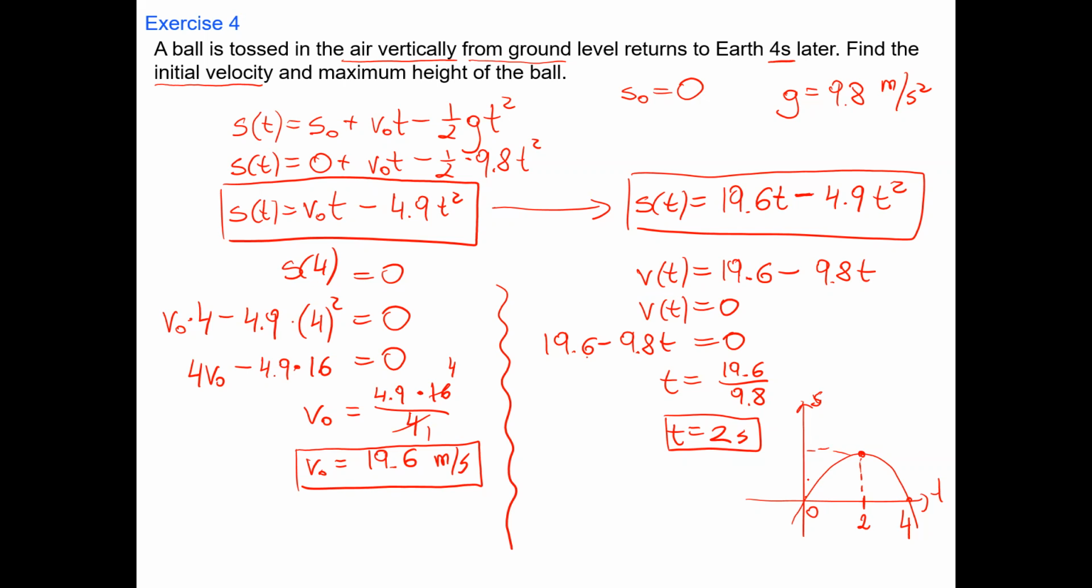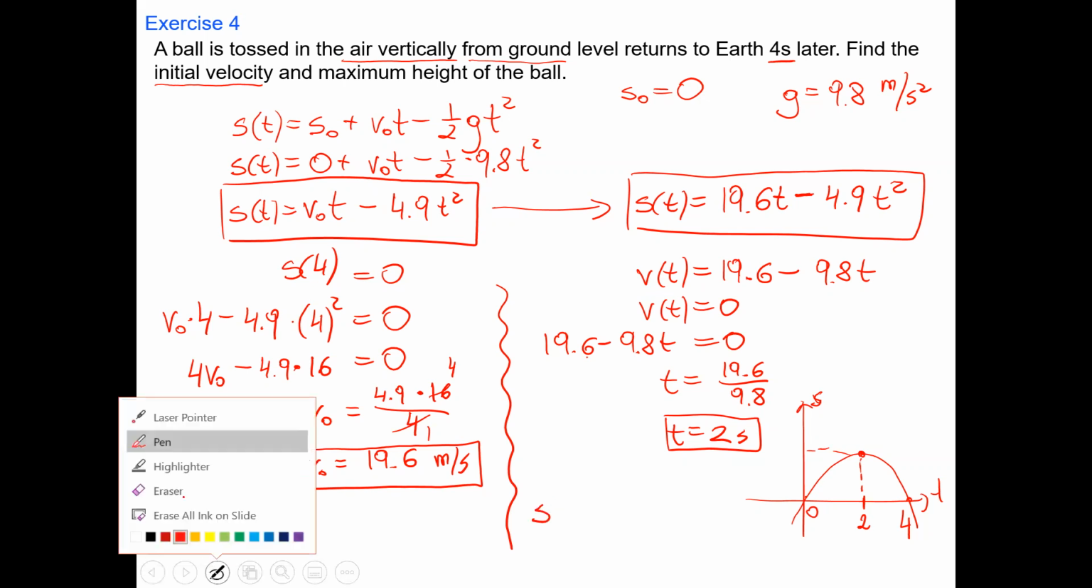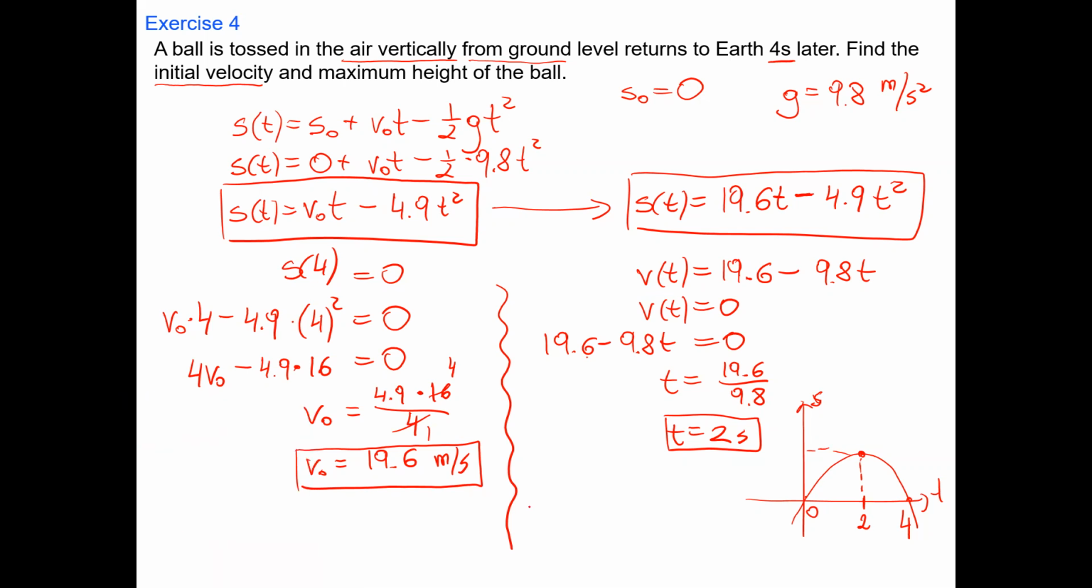But what is this maximum height? We have to take the maximum height time and substitute it into the formula of the function s. And it's actually interesting, when we substitute 2, we will get 19.6, the same as the initial velocity, but it's just a coincidence, okay? It's not always this scenario. I mean, this maximum height will be 19.6 meters. The same as the initial velocity, like the slope of this line here.